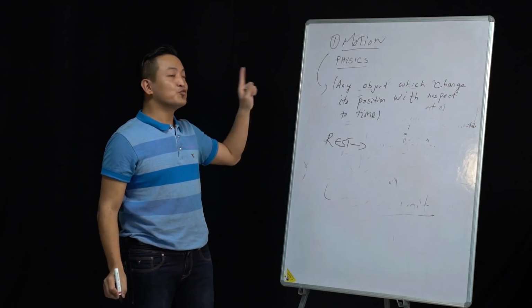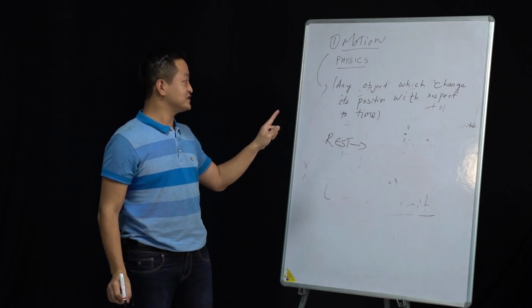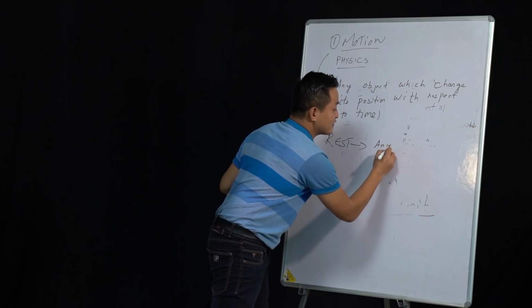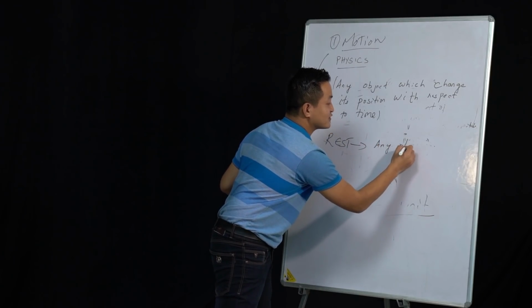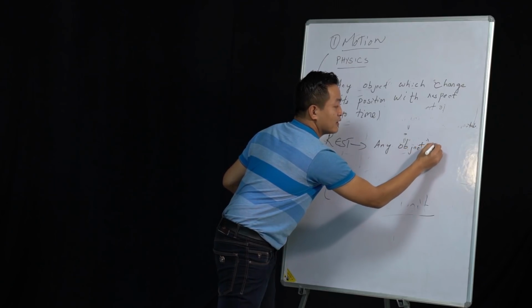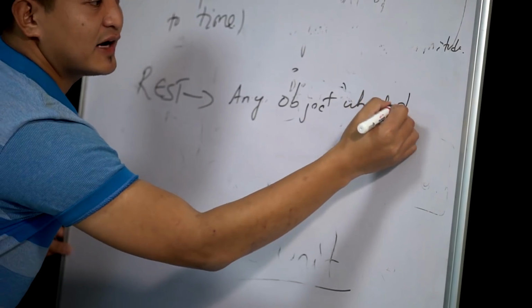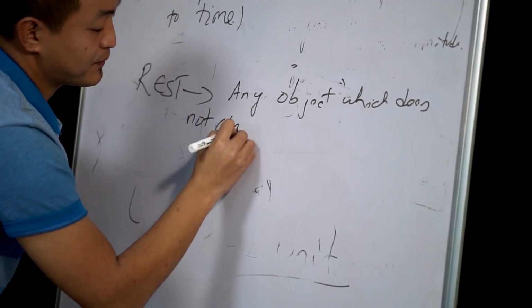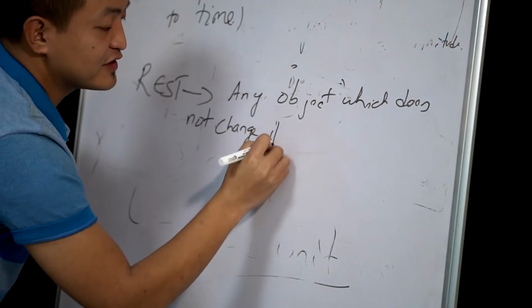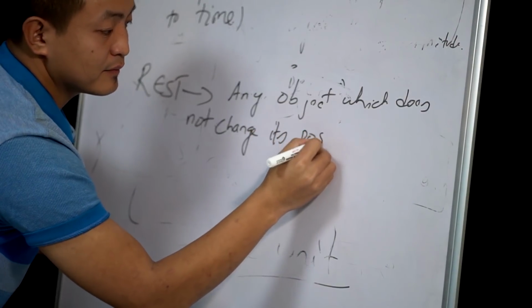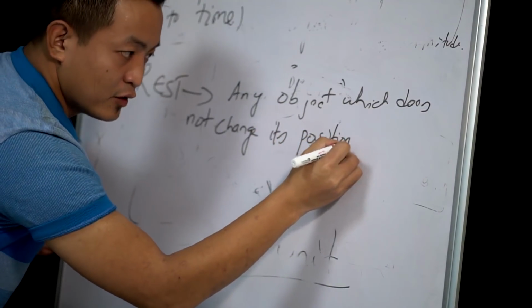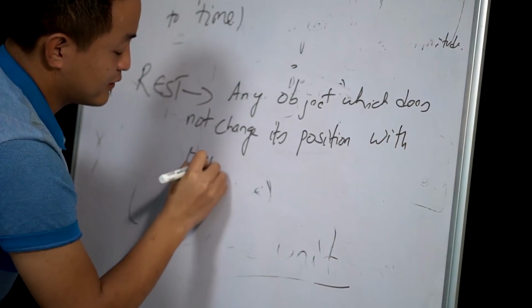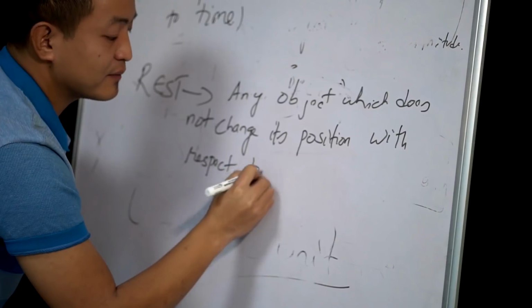So the definition of rest is just the opposite of the definition for motion. Any object which does not change its position with respect to time. So here, the definition is simple, you just have to add this one. Any object which does not change its position with respect to time.